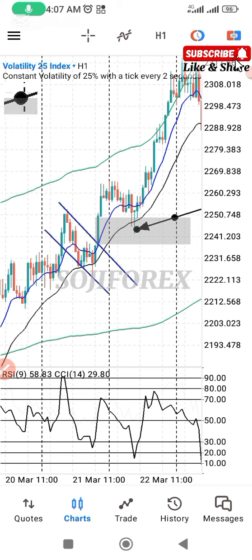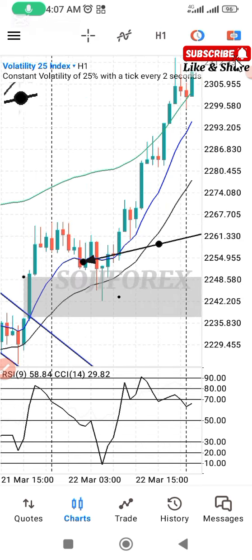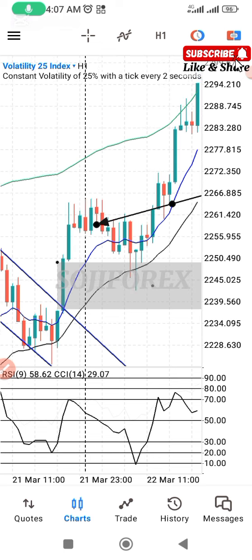And again, the process continues. Look at this. Price pulls back into it. Then you need to get a bullish signal. Okay, you are not just rushing in and rushing out.